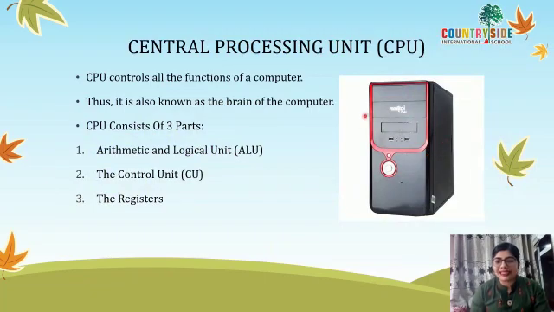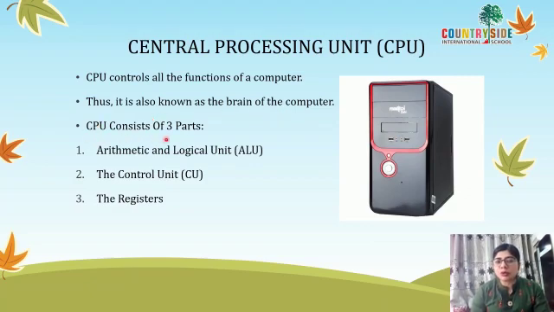Now we'll talk about the CPU. What is CPU? Central Processing Unit. It looks like this. Yes, you are all familiar with it. We'll read something about the CPU now. The CPU controls all the functions of a computer. Yes, we all know this. All the things are being done by the CPU only. All the calculations, everything, are performed by the CPU. Thus, it is also known as the brain of the computer. Absolutely correct. Always remember, the CPU is the brain of the computer, the heart of the computer.